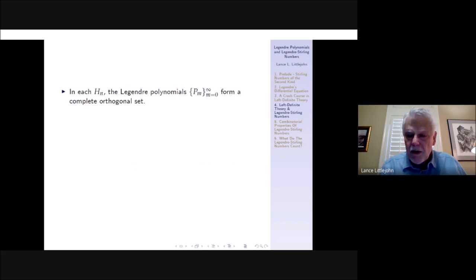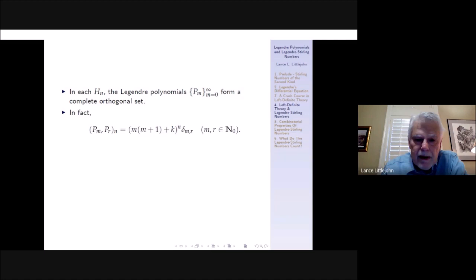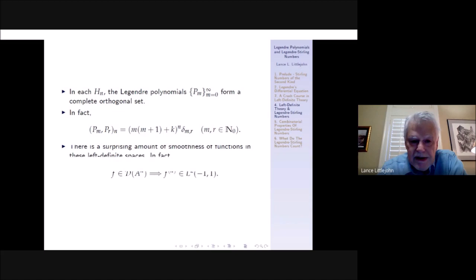So before I get to that, in each of these nth left definite spaces, H sub n, the Legendre polynomials form a complete orthogonal set. We knew that from the theorem I stated for left definite spaces. In fact, there is the explicit orthogonality in the nth left definite space. So you can compute all of these things.